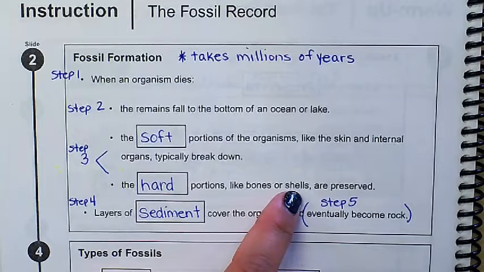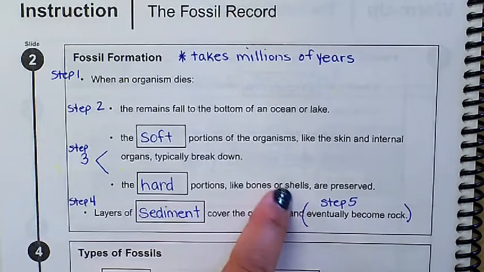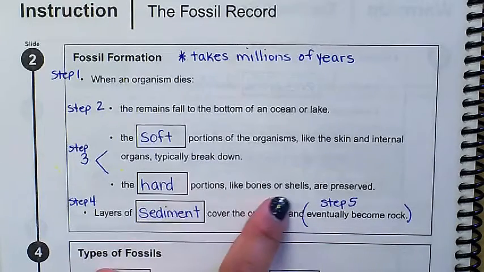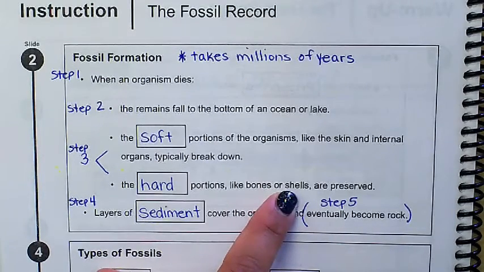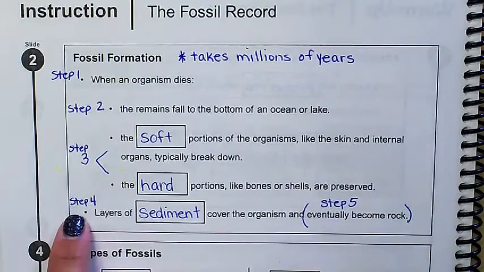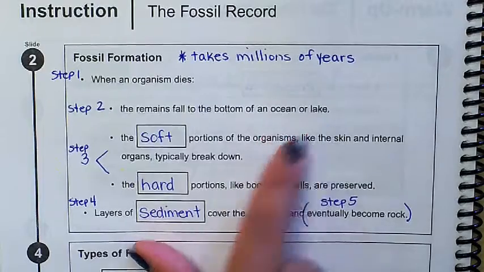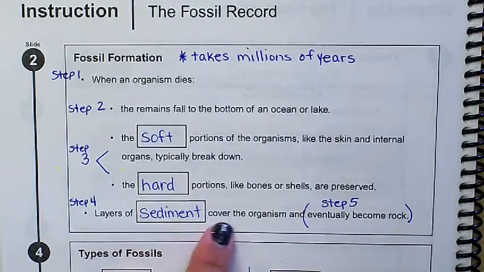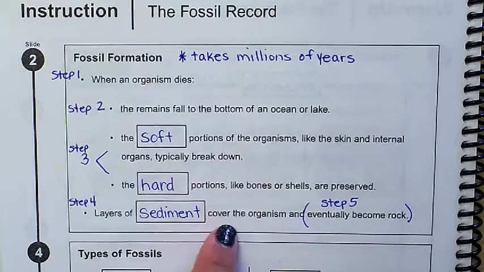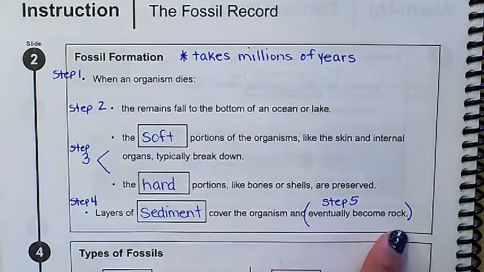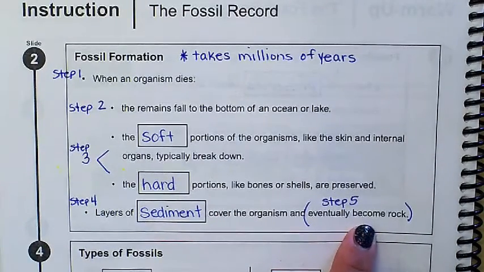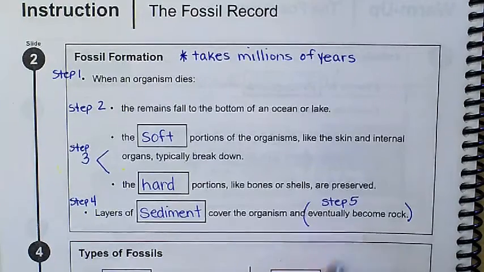So if you're looking at a crab or some other kind of sea form, the soft parts of that crab are going to break down, and then the hard part is going to be what is preserved. And then step four is layers of sediment cover the organism. So remember, this is in the ocean or a lake, and so sediments are going to cover over that dead organism. And then step five is eventually it's going to become a rock. Okay, so those are your steps to creating a fossil.